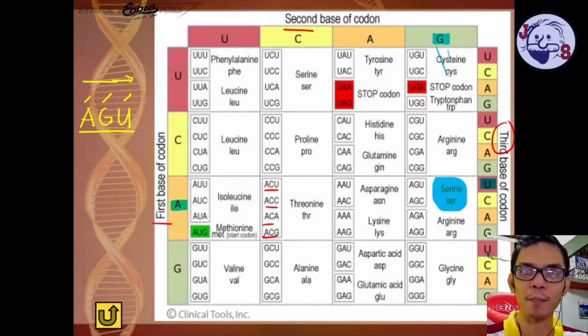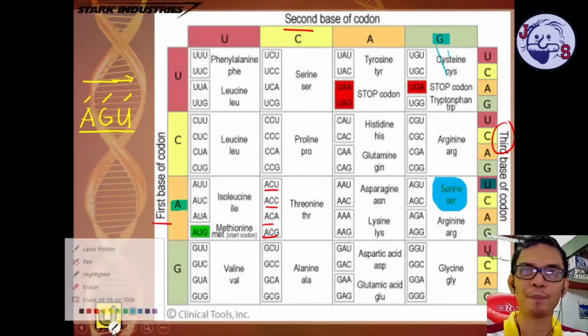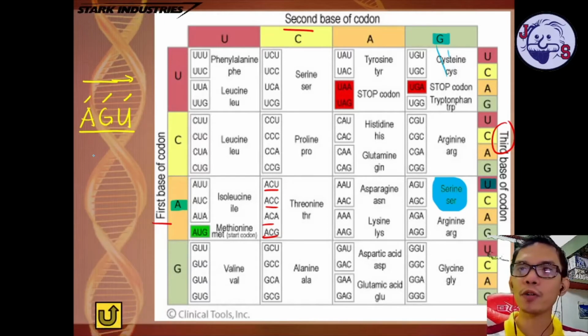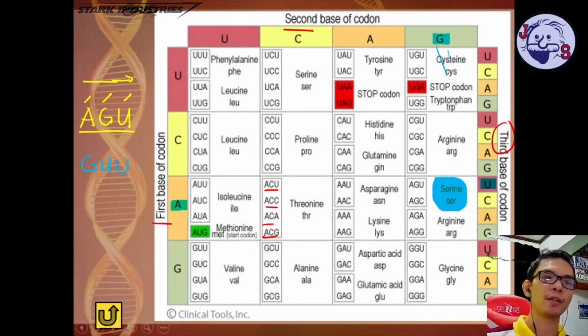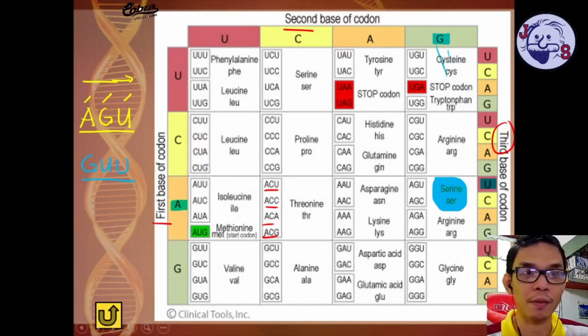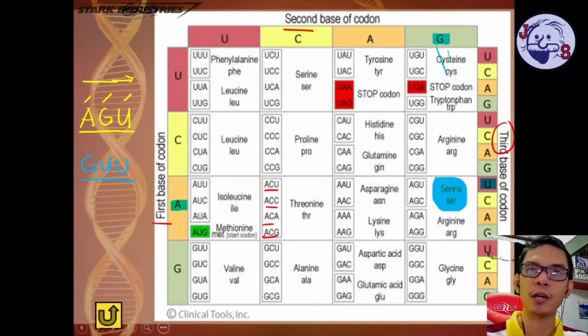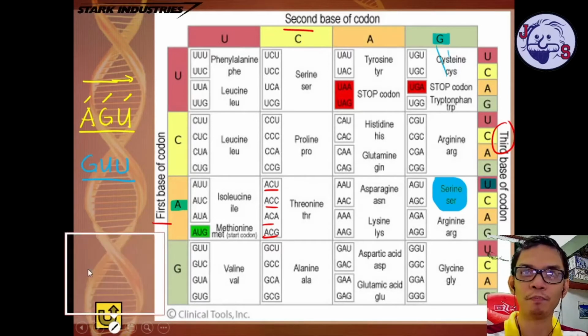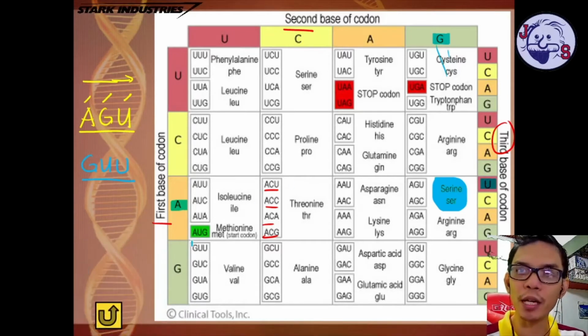Alright, so let's have another example. Suppose you have a codon called GUU. Now, the question is, what amino acid does this codon translate to? So let's take a look at this codon. First, let's take the first base, that was G.